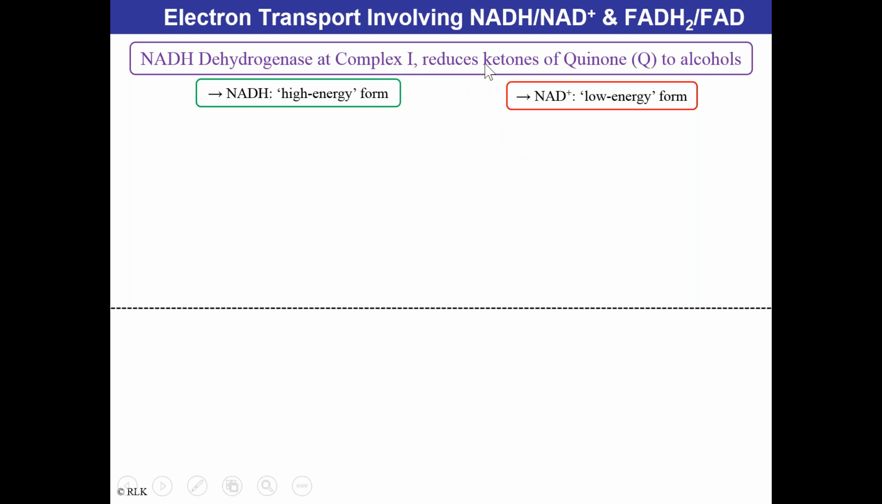And I say that this is going to reduce ketones of quinone to alcohols. So let's take a look at what I mean by that. So here you have the phospholipid bilayer, okay, characteristic of cells. So we're on the cell membrane, and we have this complex 1. So this is pretty new, right? And what type of membrane is this? This would probably be within the mitochondria, right? Because this is where energy is being produced.